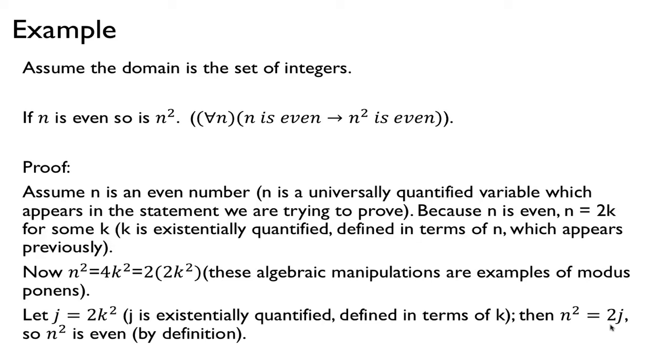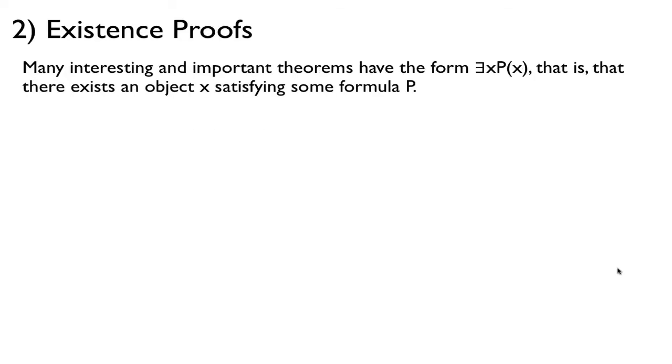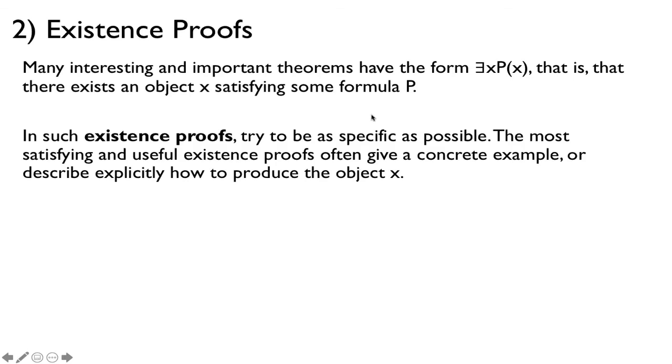In this case, a number theoretic interpretation. Okay, another kind of proof is existence proofs, and these are actually very important theorems in math. So we try to prove that there exists an x such that P of x. In other words, there's an object x that satisfies some formula P. So in existence proofs, we want to be as specific as possible.